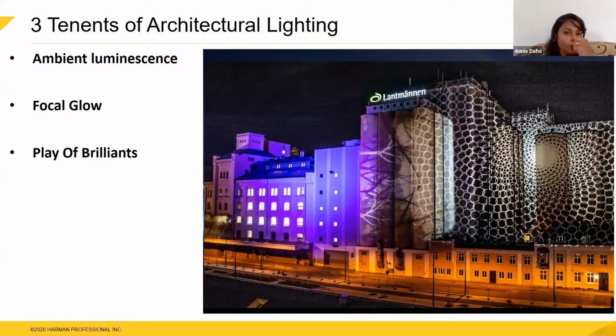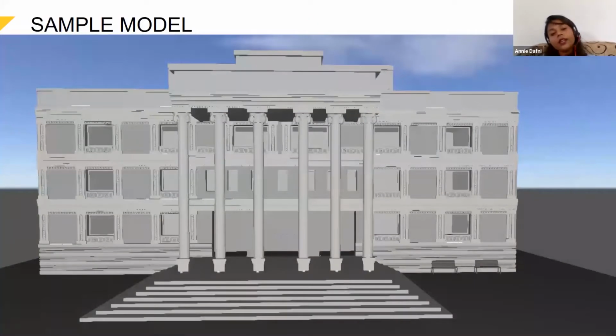So what we will do is we will also go through each of these techniques using the sample model that we've created. The reason I've chosen this kind of building, which was specifically created for this webinar, is because it has a lot of architectural elements that you can highlight, and also has a good amount of solid facade, which will reflect off light when you're talking about these traditional wash lighting techniques.